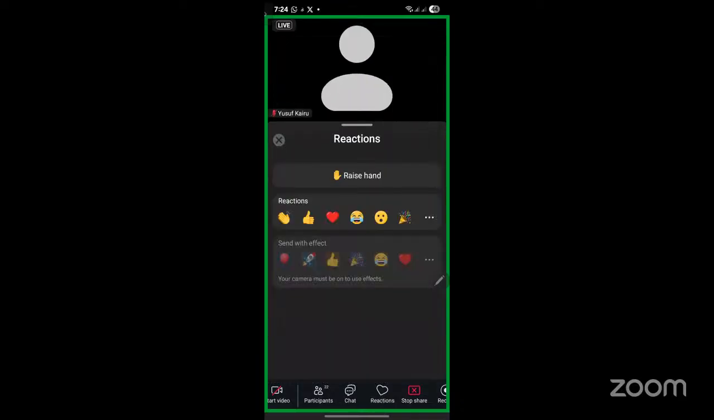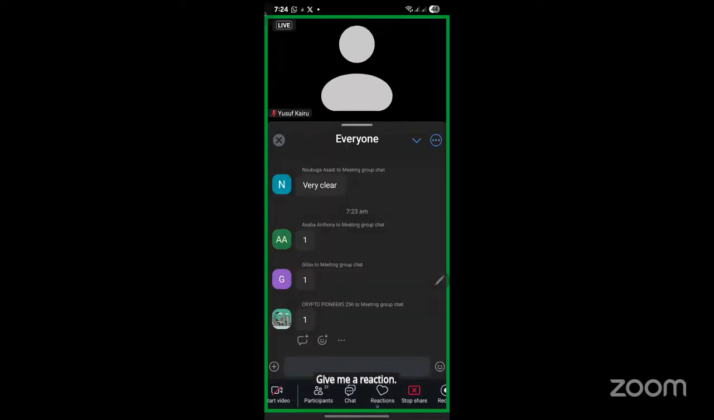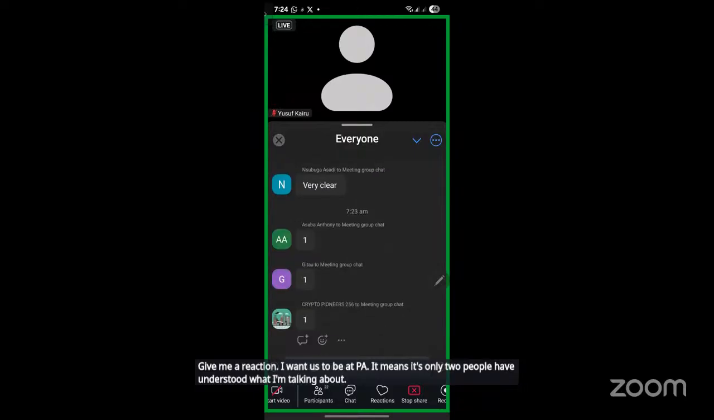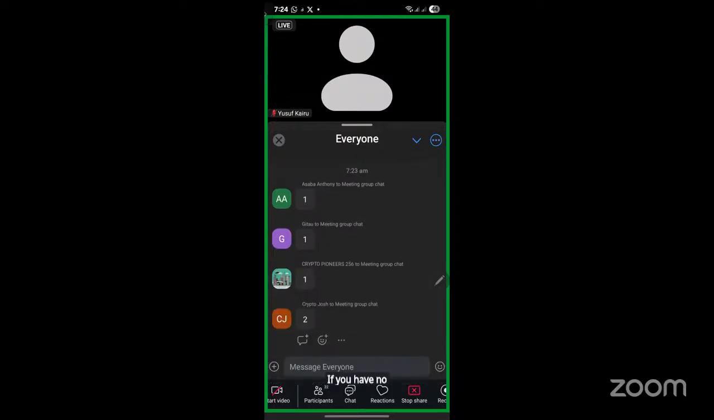Give me a reaction. I want us to be at par. It means only 3 people have understood what I'm talking about out of the 22. If you have not understood, give me 2.